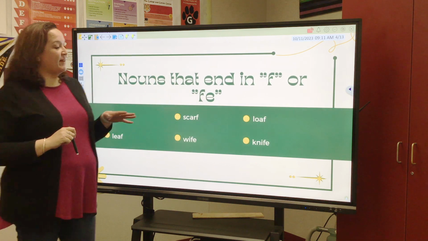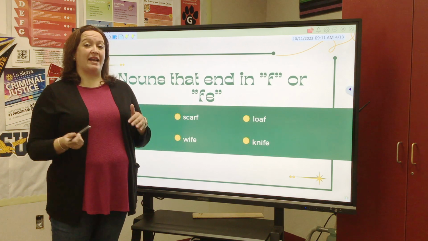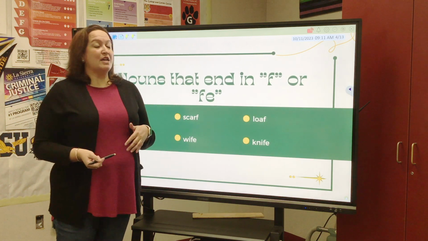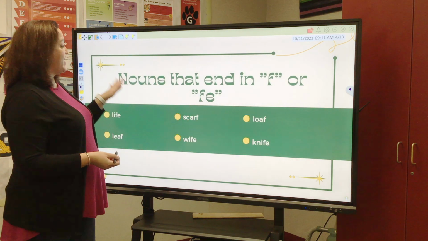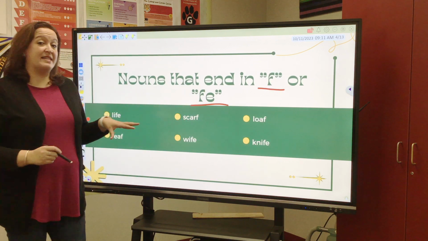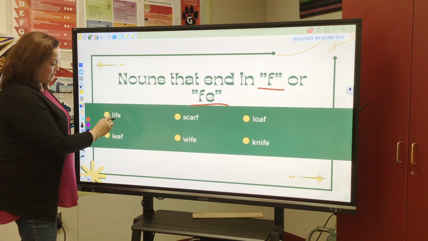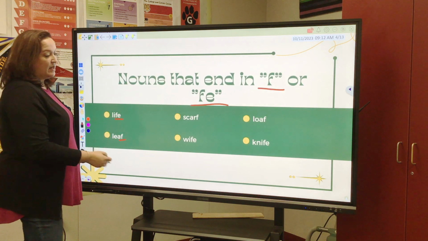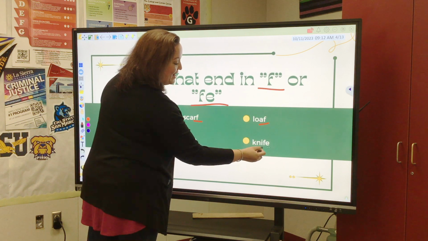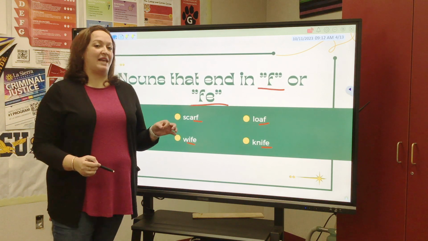So, kind of like last lesson, we had the Y that would change to an I and add ES, or some people refer to it as drop the Y and add IES. So this is a similar rule where we are going to have nouns that end in F or FE. And so this F is going to get that change, and so we'll see that coming up. Here we have words like life and leaf, so there's our FE and our F ending, scarf, wife, loaf, and knife.